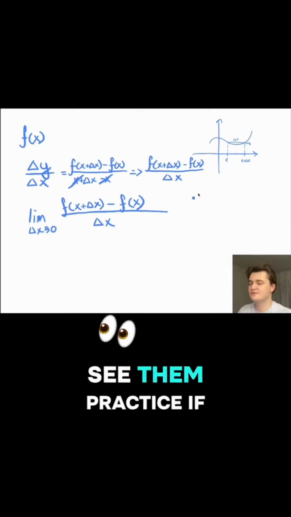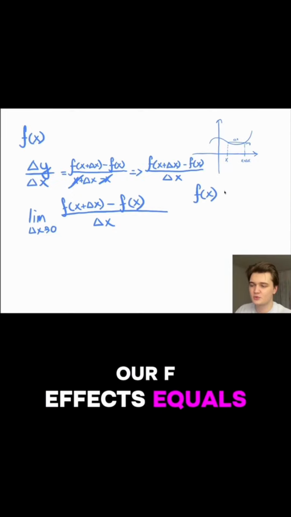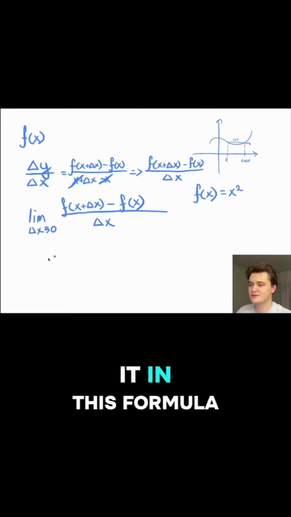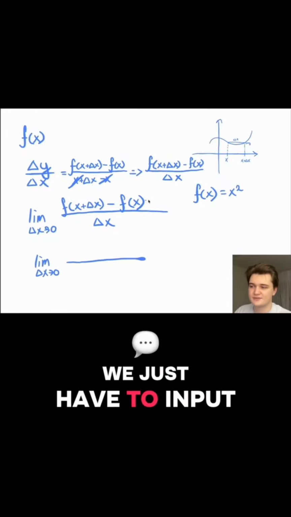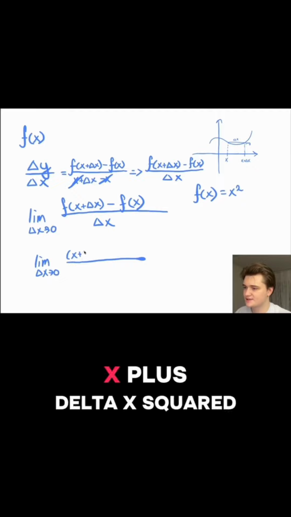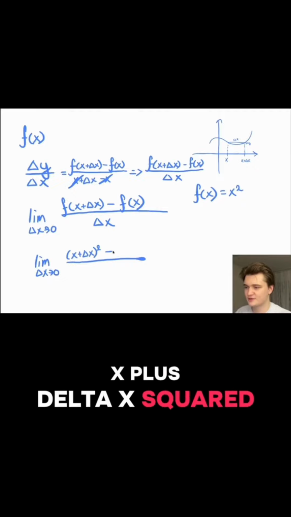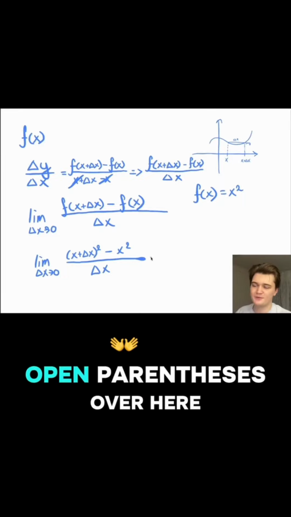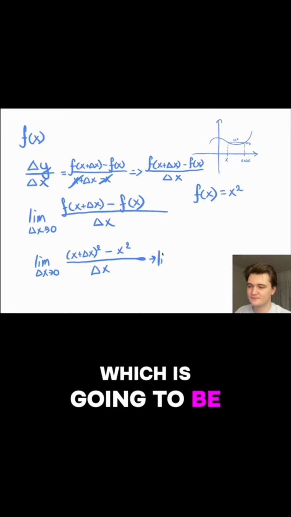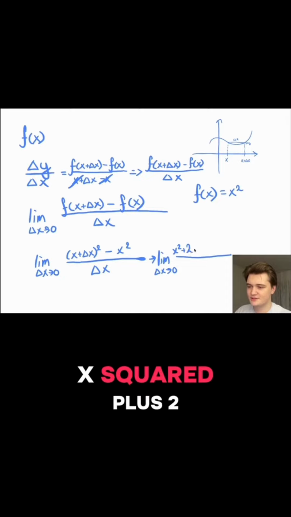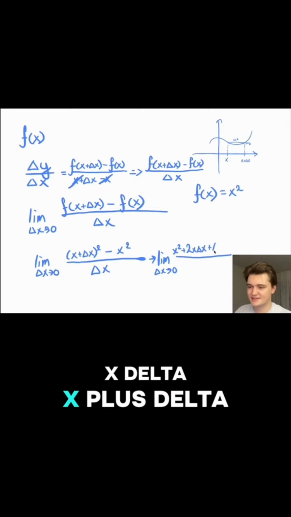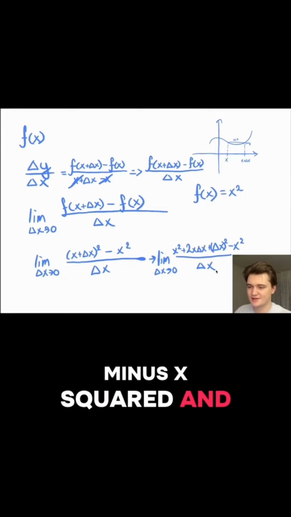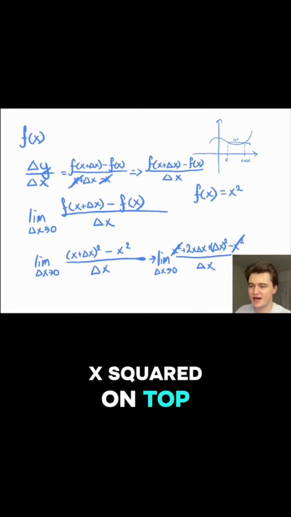And let's try to see it in practice. If our f of x equals x squared, right? Let's try to input it in this formula over here. We just have to input x plus delta x squared over here minus x squared. And we keep delta x on the bottom. We just have to open parentheses over here, which is going to be x squared plus 2x delta x plus delta x squared minus x squared. And delta x on the bottom, we can cancel out x squareds on top.